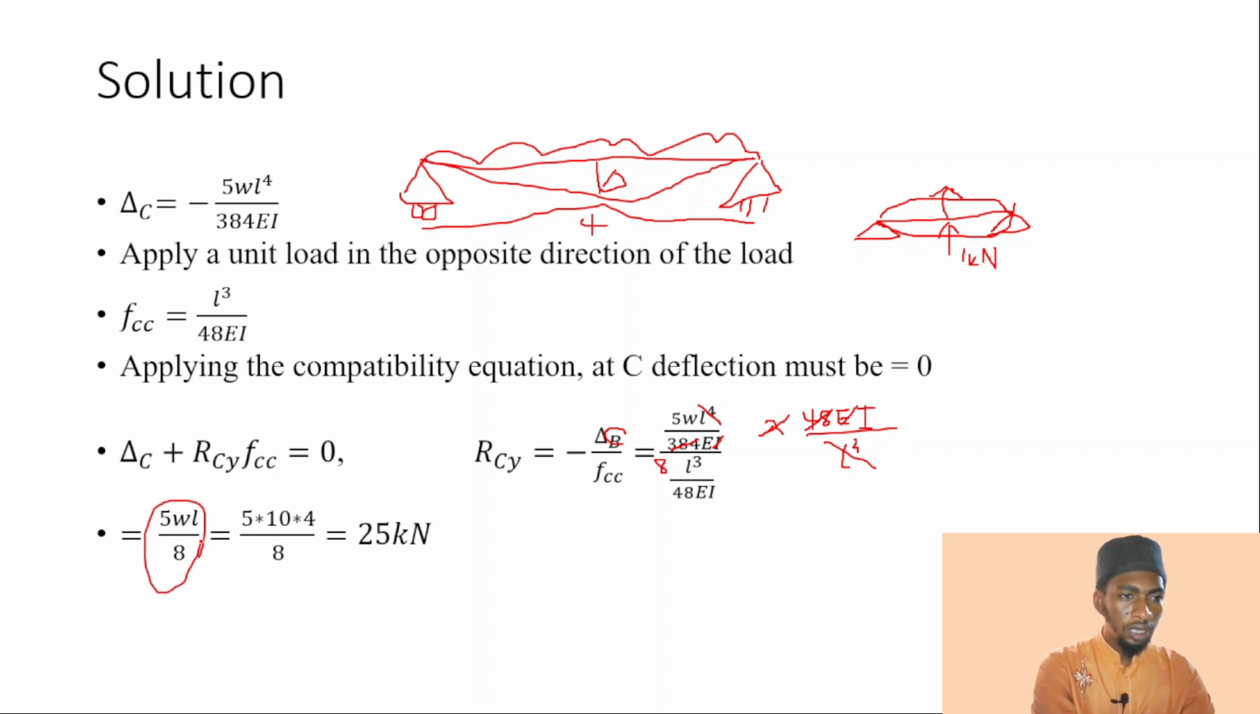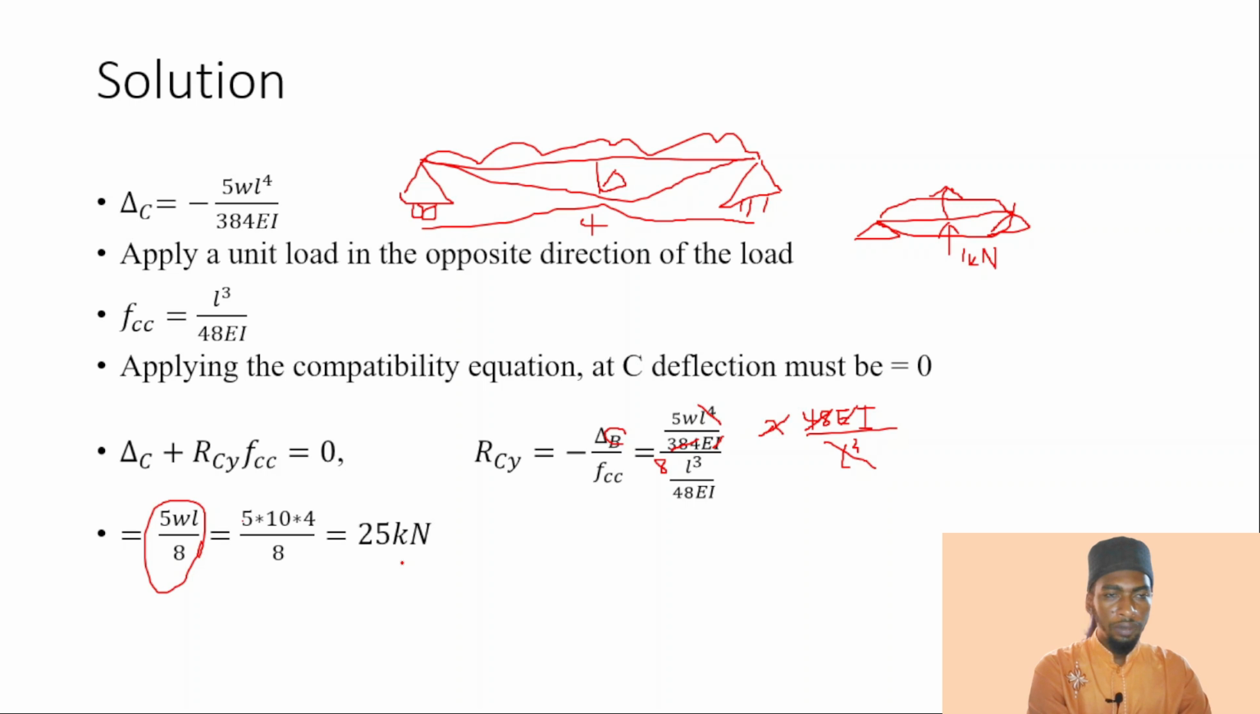So W is given, L is given. For the L, you take the entire span, which is 2 plus 2, which is 4. Then we have 5, which is in the formula. Then W is 10. 5 times 10 times 4 all over 8 is going to be 24 kilonewtons. This is the reaction at C.